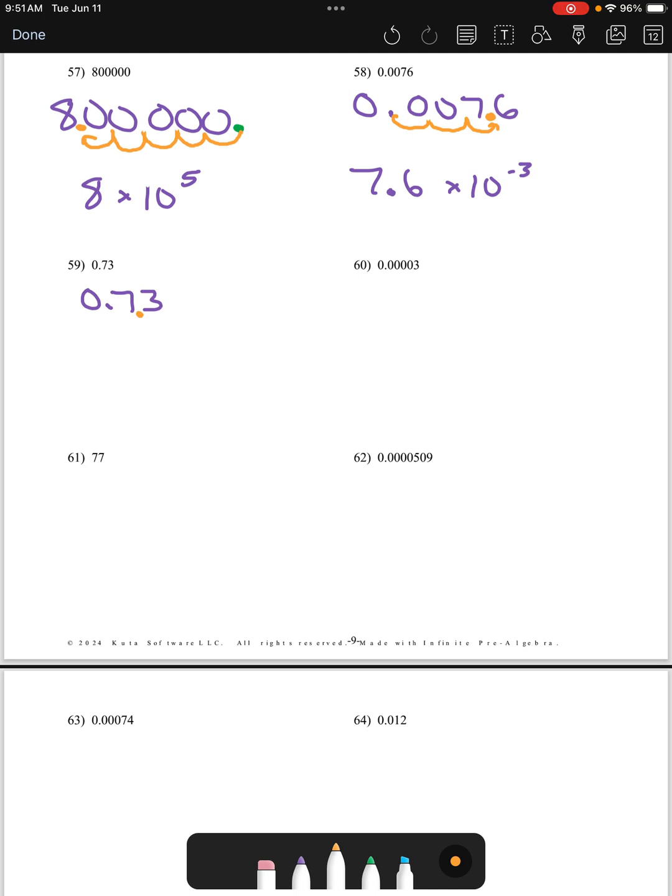And here we go. We have 0.73. I need the decimal point to be between the 7 and the 3 so that there's one digit on its left side. To get it there, I have to move it one place. So I have 7.3 times 10 to the negative first.